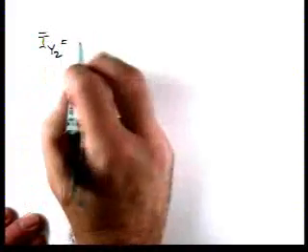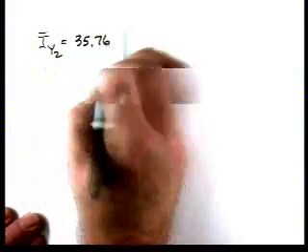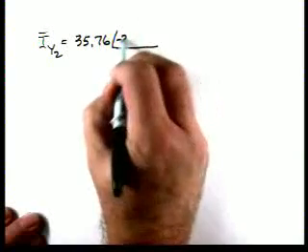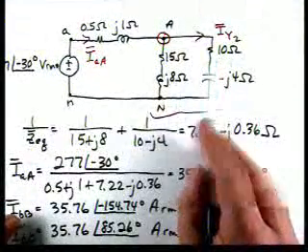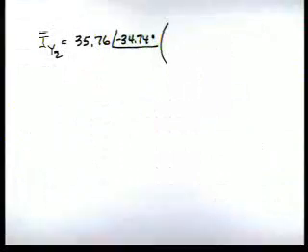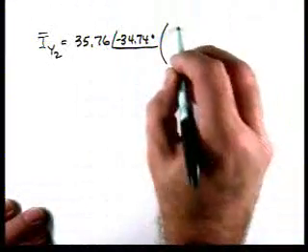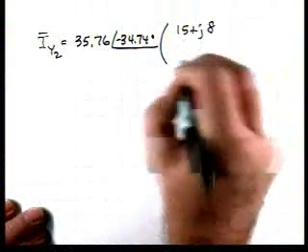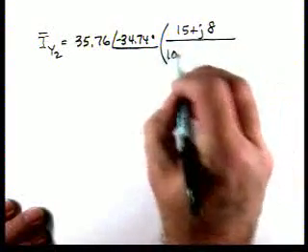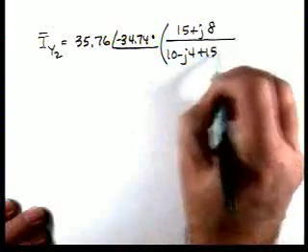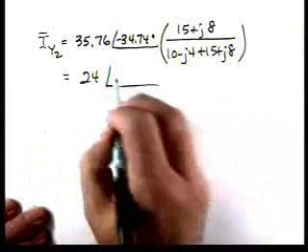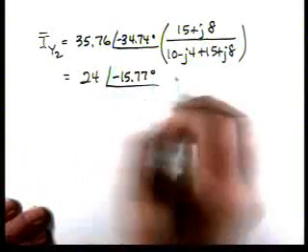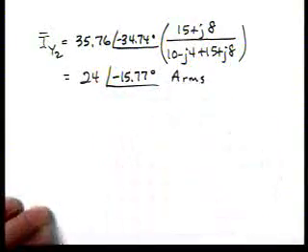So IY2 is 35.76 at an angle of minus 34.74. If we're going to do a current divider, we want the current through this one, so we put this one in the top. So we have 15 plus J8 over 10 minus J4 plus 15 plus J8. That gives us 24 at an angle of minus 15.77 degrees amps RMS.